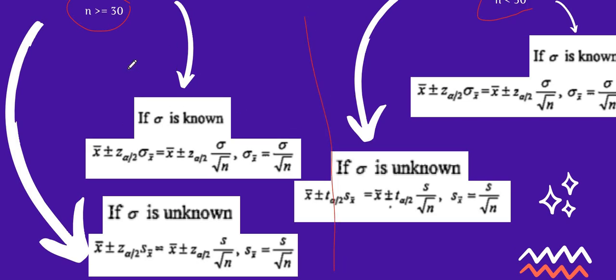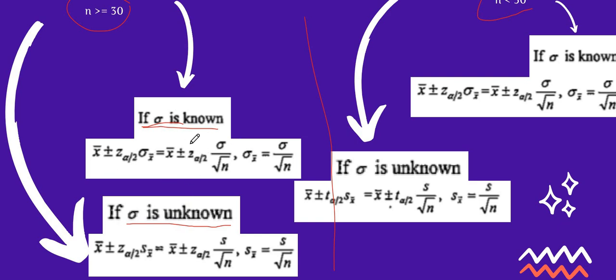Under large sample, we also have two categories: when your sigma, the standard deviation, is known, and when your standard deviation is unknown. What does it mean? When the question states the value of the standard deviation, it is known, diberi. You know the value, so it's known. There are also cases where the question doesn't give you the value of the standard deviation, and that will be the unknown case. You don't know the value.